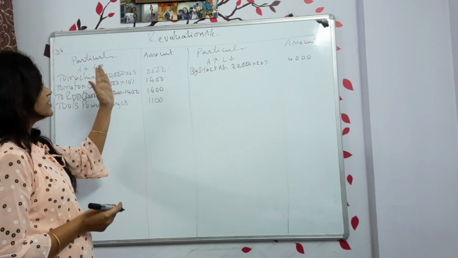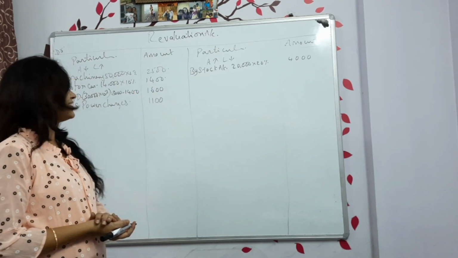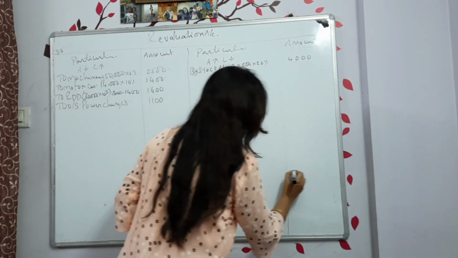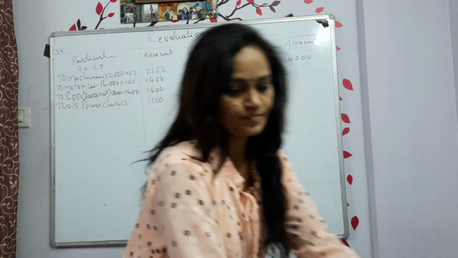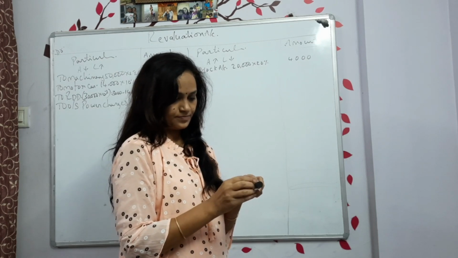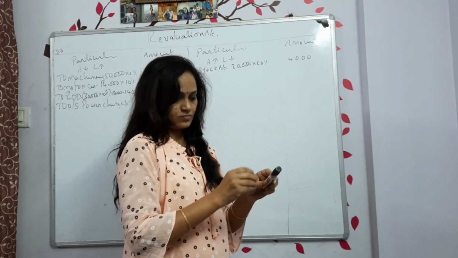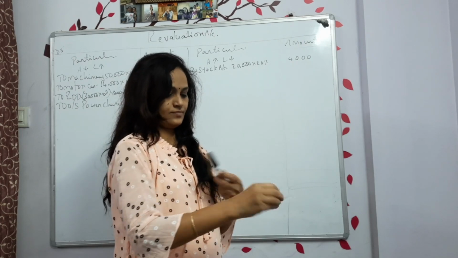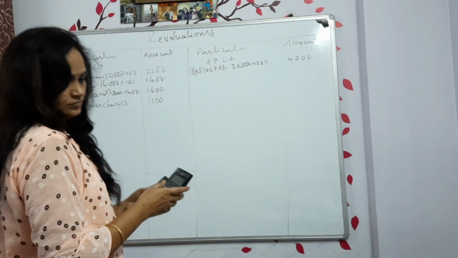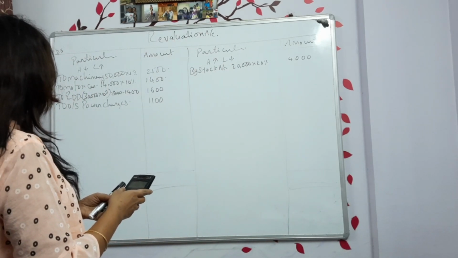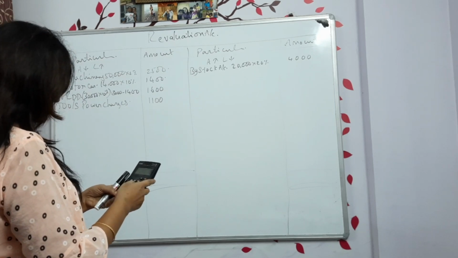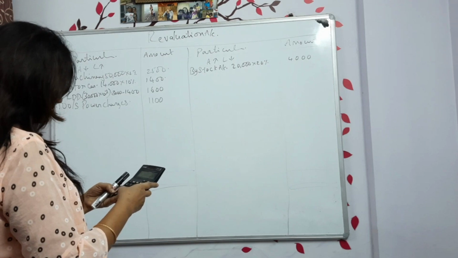I think debit is more than credit. Correct? Debit is more than credit. Let's do the total. You got loss here. Let's find out what is the loss. First check the total. How much is the total? 2,500 plus 1,400 plus 1,600 plus 1,100.